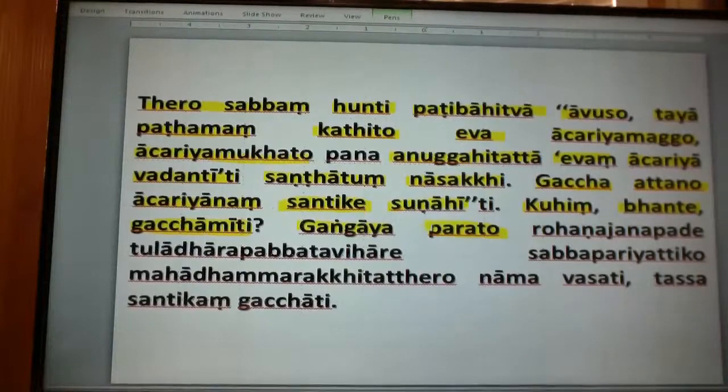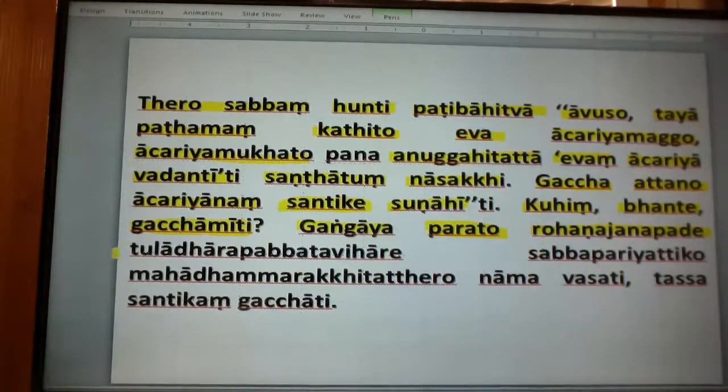So Kangaya Parado. Kangaya means Ganga, a river, very popular in India. Parado means the other side, the other side of the river Ganga. Rohana Chanapati. Rohana is a name, and Chanapati is the small village. So the small village's name is Rohana.